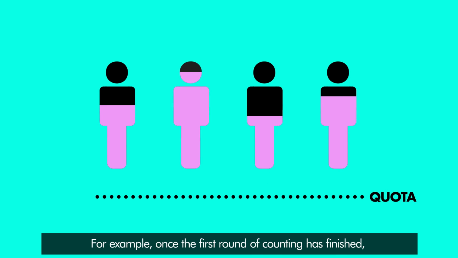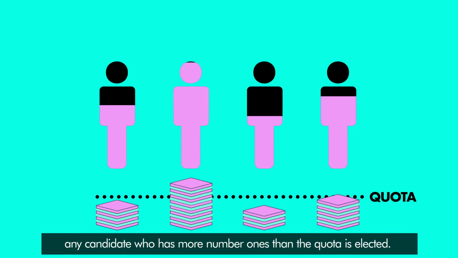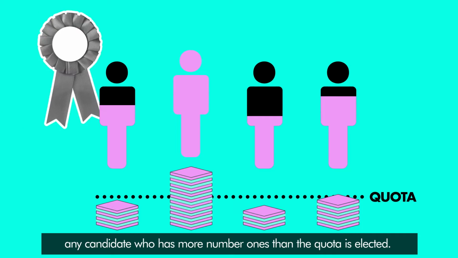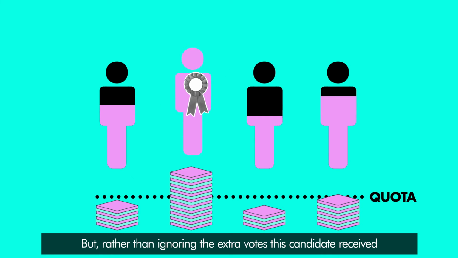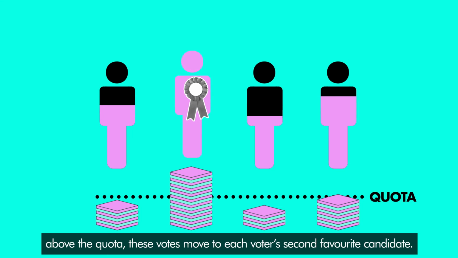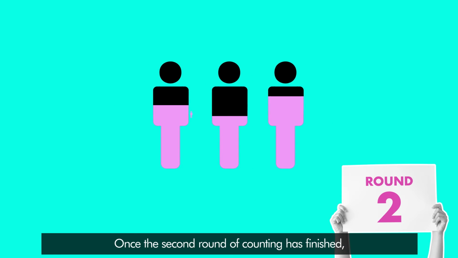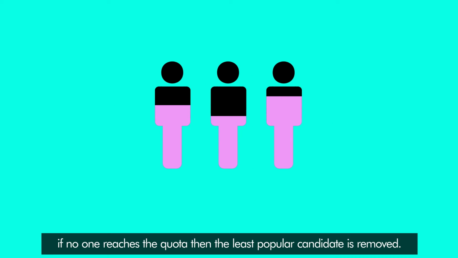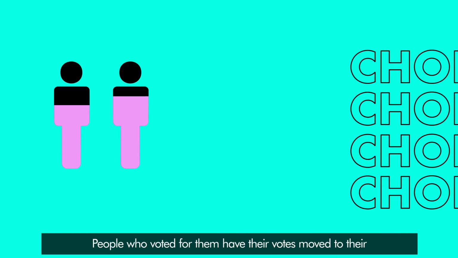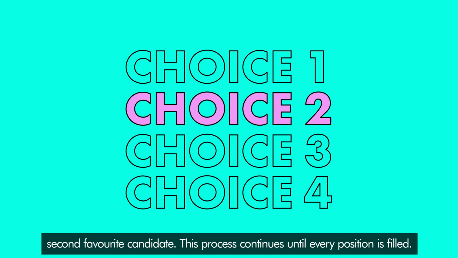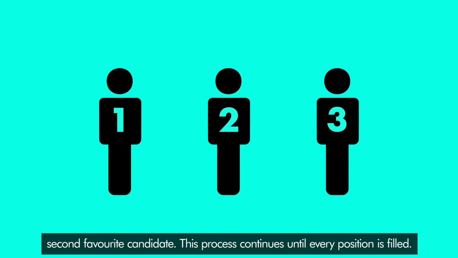For example, once the first round of counting has finished, any candidate who has more number 1s than the quota is elected. But rather than ignoring the extra votes this candidate received above the quota, these votes move to each voter's second favourite candidate. Once the second round of counting has finished, if no one reaches the quota, then the least popular candidate is removed. People who voted for them have their votes moved to their second favourite candidate. This process continues until every position is filled.